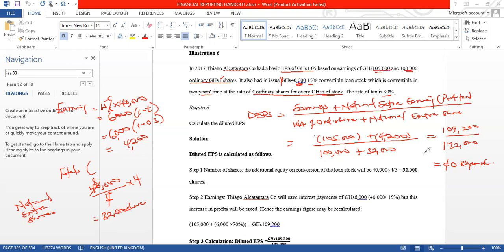Just know that the extra earnings will be adjusted for tax, and you always have to go through this exchange to get your diluted earnings.